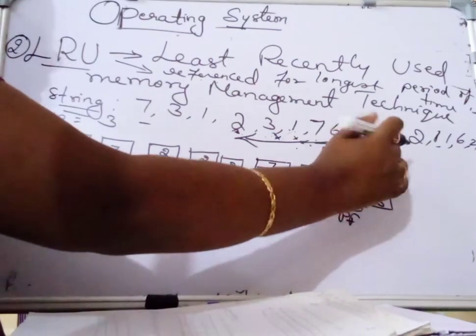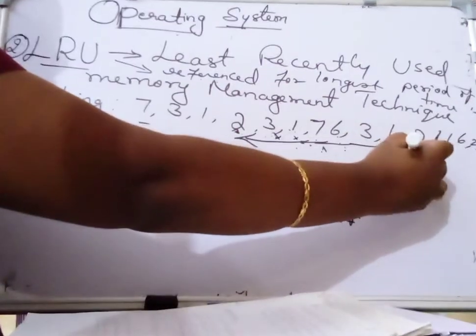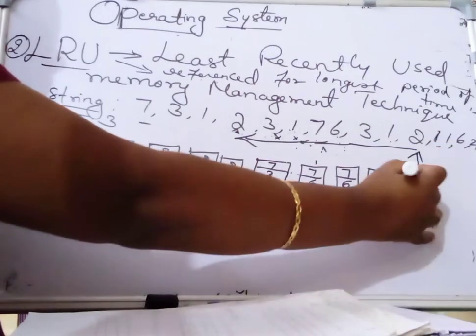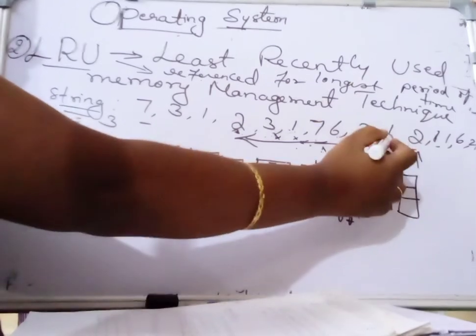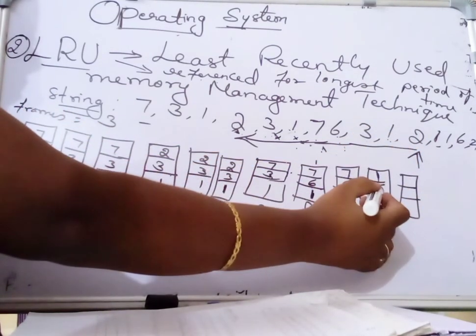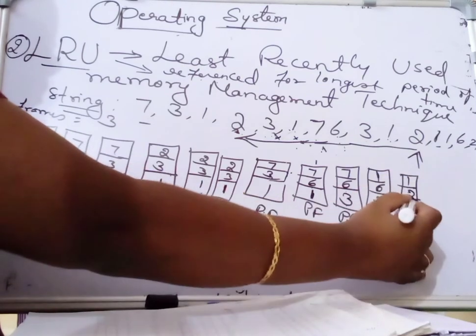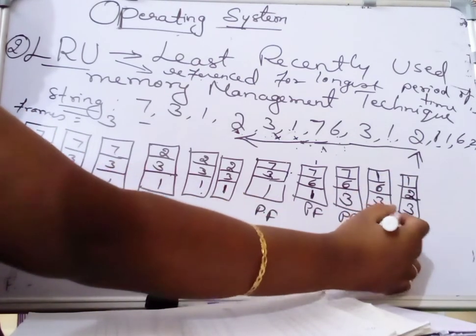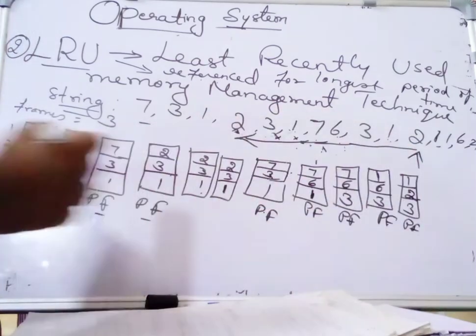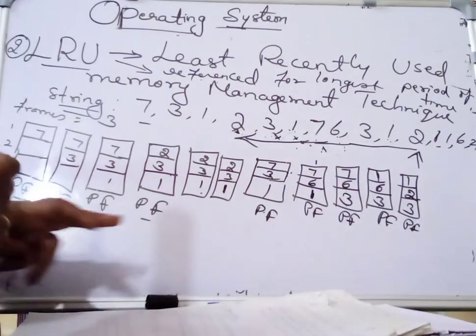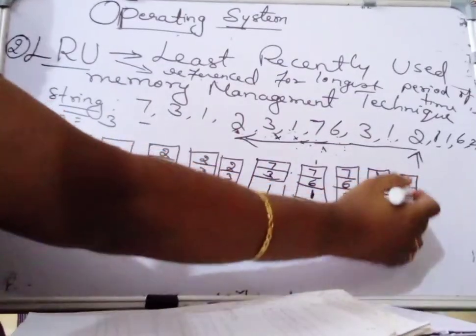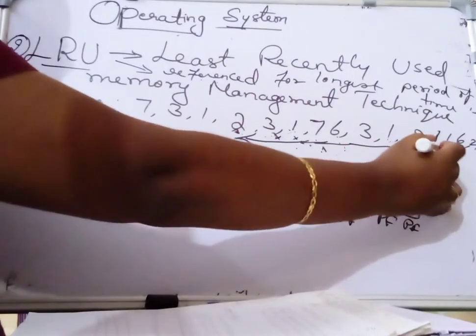Again I have to bring 2 now. In order to bring 2, see the left hand side again. Which page to replace? 1 and 3 were just now referenced, the time taken to reference 6 was more. So replace in this location with 2. So all these are again page faults. Okay guys, then 1, 2, 3 is over. Then the next page to refer is what?